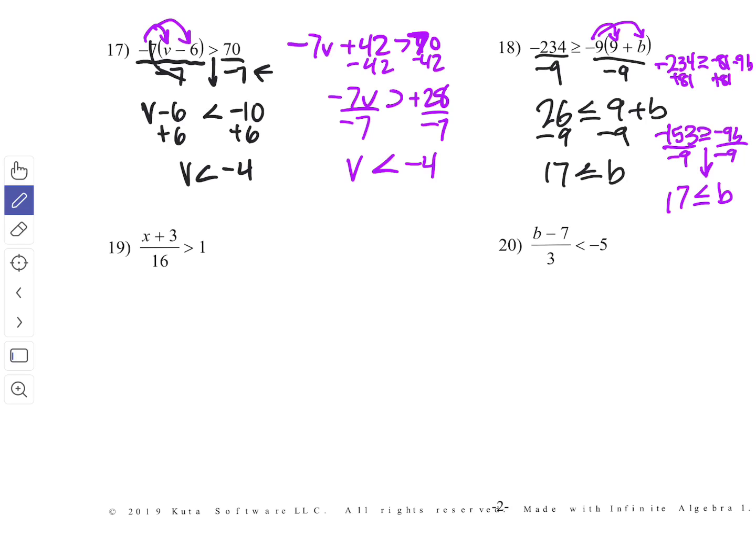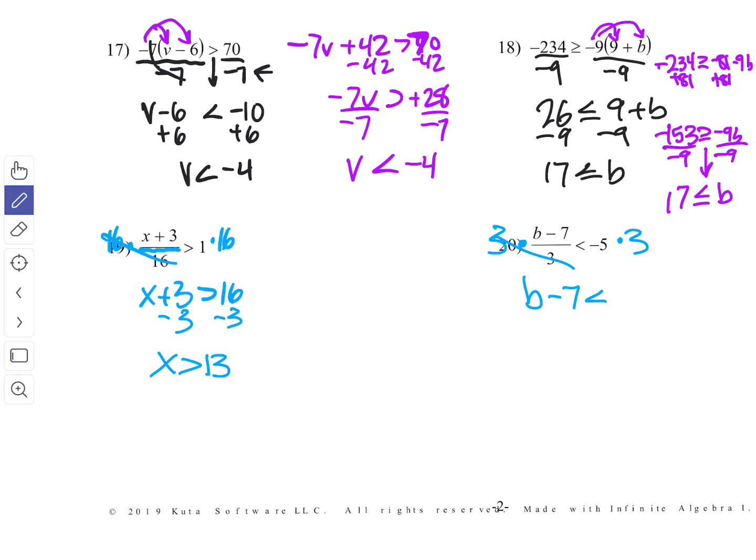Now, on 19 and 20, there isn't two different ways you can do it. There's really only one way. Because the whole thing's being divided, we times by 16 on both sides. That becomes 1. X plus 3 is greater than 1 times 16, which is 16. Minus 3, and we get x is greater than or equal to 13. For 20, times 3 on both sides. That eliminates it. B minus 7 is less than negative 5 times 3, which is negative 15. But we add a 7 to that, and negative 15 plus 7 is a negative 8. So B is less than negative 8. Okay?